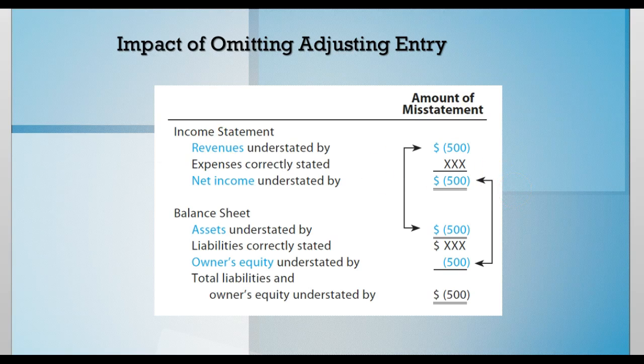Well, that $500 wouldn't have been on the books, and their revenue would have been understated. That means net income would have been understated. Assets would have been understated, and owner's equity would have been understated. So that makes a big difference again. That adjustment's very important.